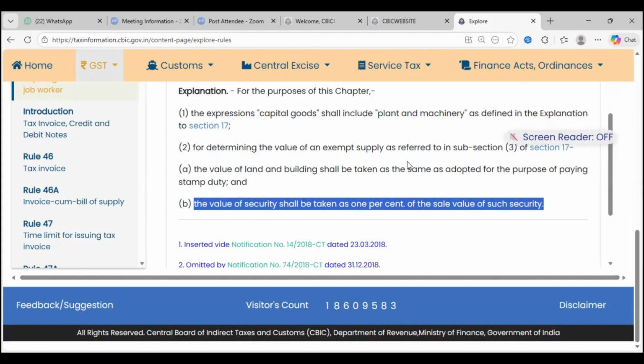One small clarity. Yes, sir. You say, as adopted for the purpose of paying stamp duty. If the guidance value is 45 lakhs, but the consideration is 50 lakhs, the registrar will ask for stamp duty on 50 lakhs only, not on 45 lakhs. Logic is good. Where I have a higher consideration, let's go with the 50 lakhs.